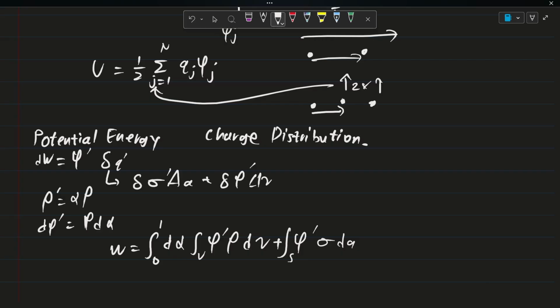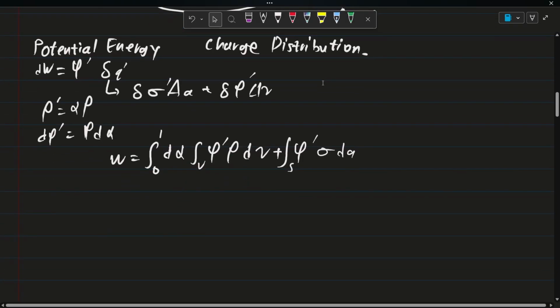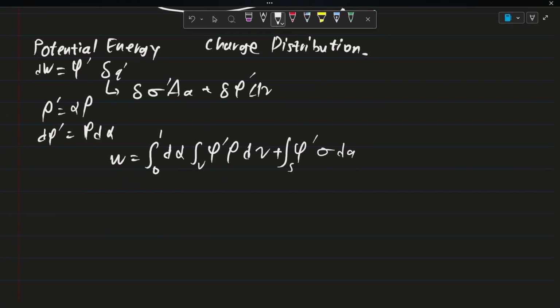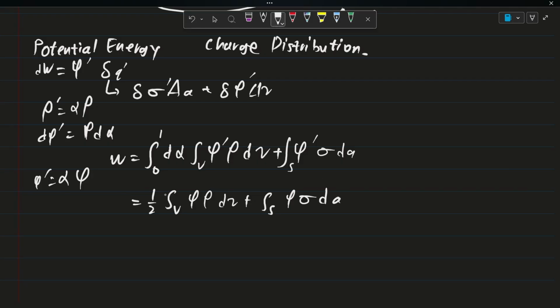Now, you should also notice that phi prime actually depends on the charge distribution, and it's actually proportional. Therefore, we could just express phi prime to be alpha times the very final phi. And so if you do the integral, it's going to be half times the integral of phi times rho dV plus the sum of the surfaces of phi times sigma dA, like so.